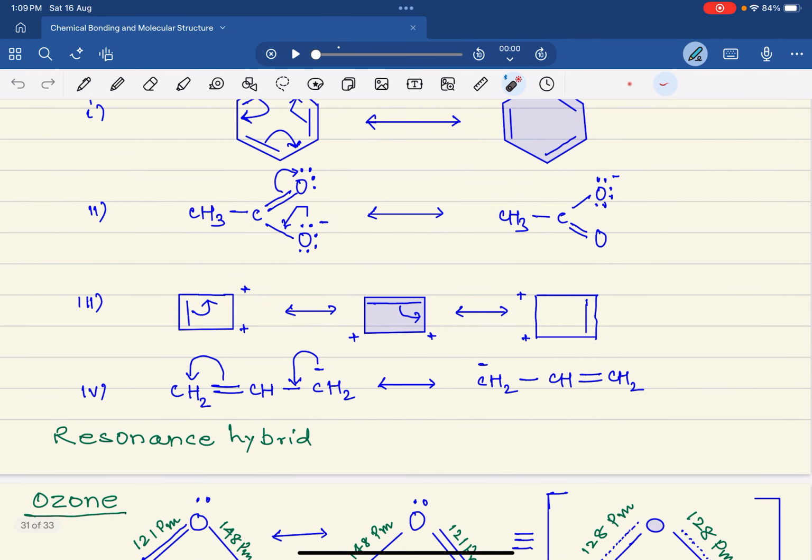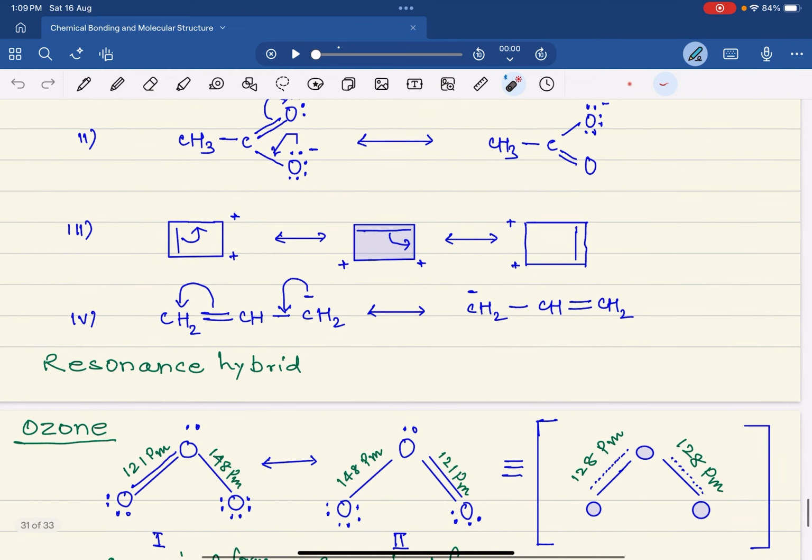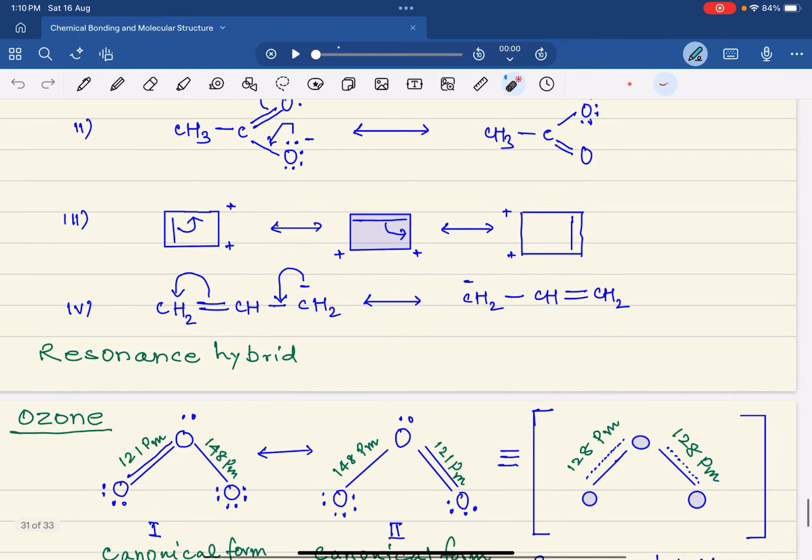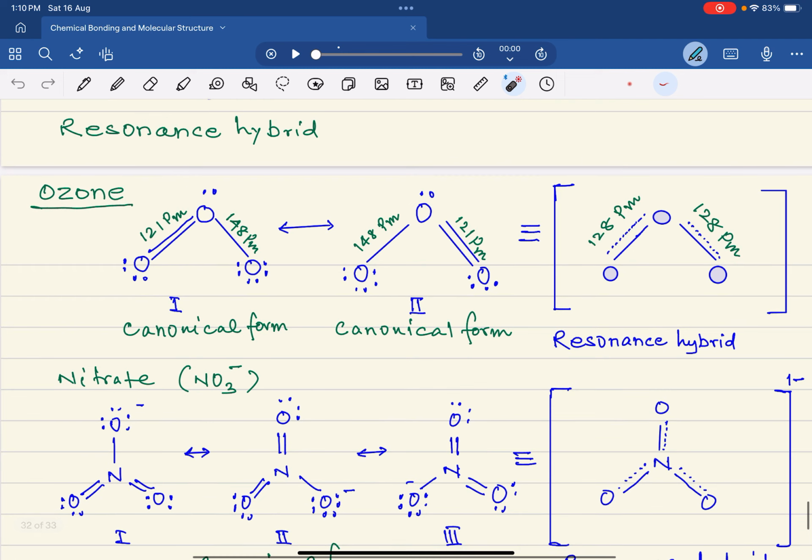In case of cyclobutene, these two positions acquire a positive charge. Movement of this electron means pi electrons shifted in this direction and these two positions acquire positive charge. Again movement of this electron in this side, they acquire double bond. And in case of CH2 CH single bond CH2 negative, if negative charge is shifted in this direction, then pi electron shifted in the backward direction and CH2 CH CH2. So, resonance hybrid, this is a very interesting example.